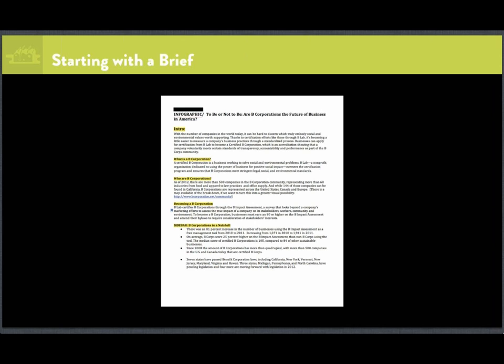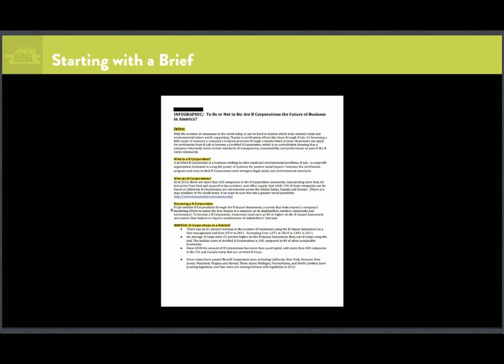Yeah, so in this case, this was for Good Magazine, and Good does a really great job of providing us with really pretty concise briefs. This is probably an example of one of our best ones where there's already some information organization happening on the page.